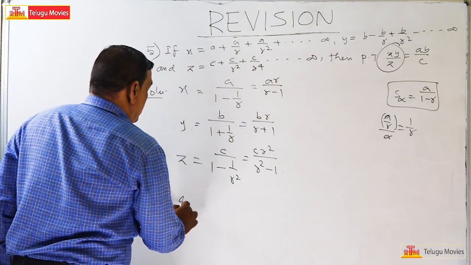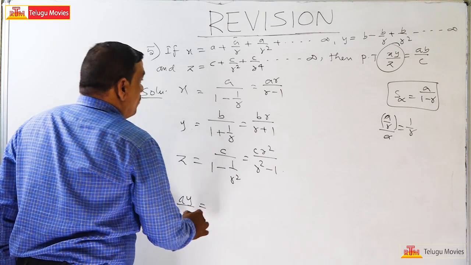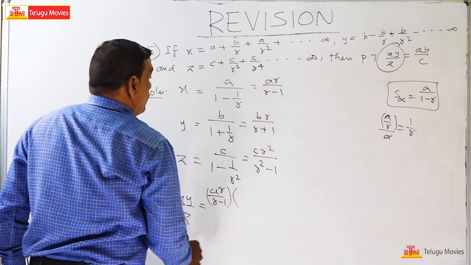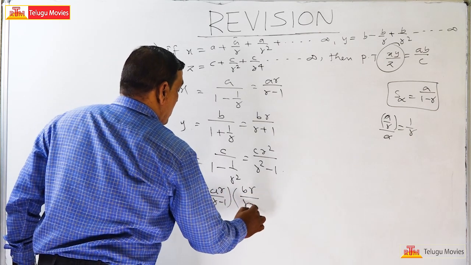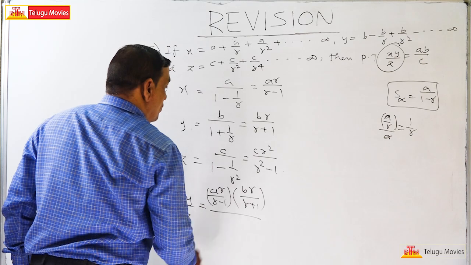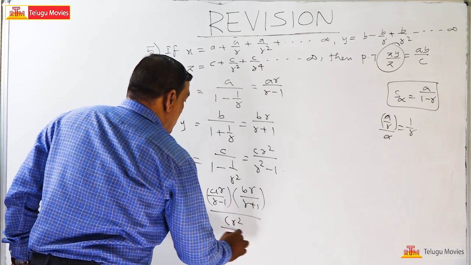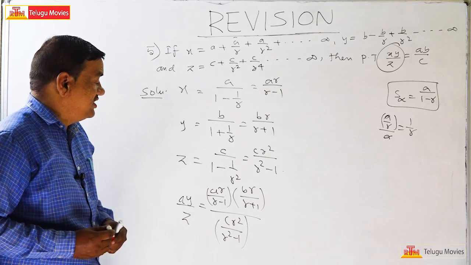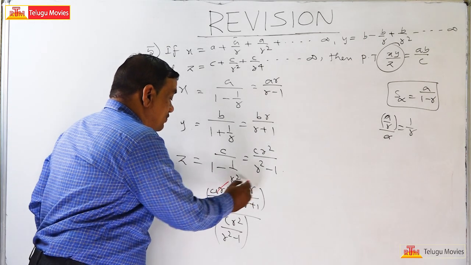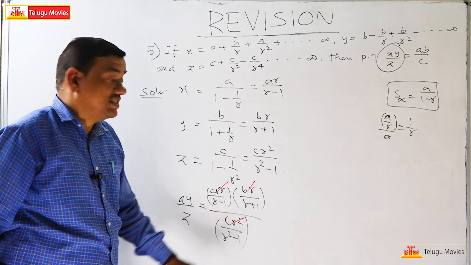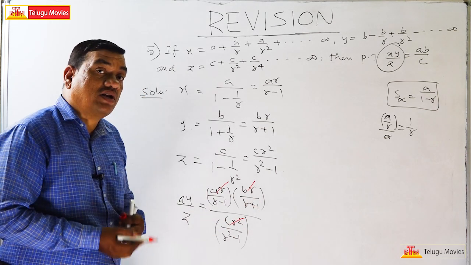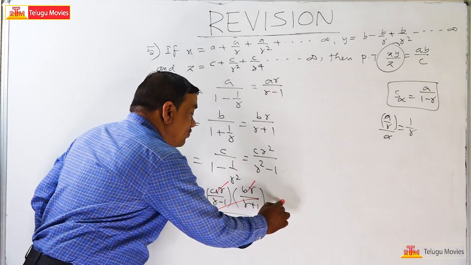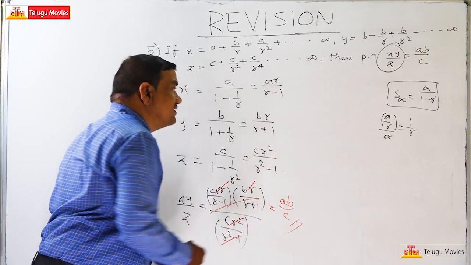So let us see xy by z. What is x? a r by r minus 1. What is y? b r by r plus 1, by, what is z? c r square by r square minus 1. If you see here, a very easy one. Here r square will get cancelled. R plus 1 into r minus 1 is r square minus 1, this also will get cancelled. We will get ab by c. Very easy problem this is.